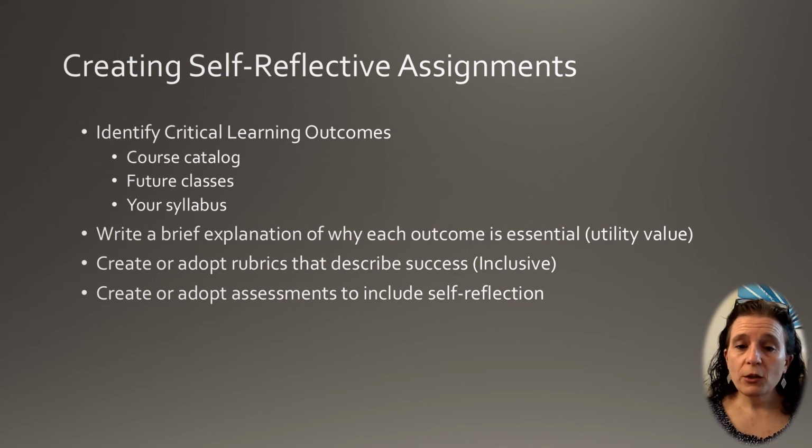Next, you want to create or adopt rubrics that will describe explicitly success on the assignment. And that's critical to make it inclusive, because by really clearly articulating what it takes to succeed on an assignment and sharing it with students, you're making sure that everybody has an even playing field in terms of their awareness of what it takes to succeed. And then finally, you're going to create or adopt assessments to include self-reflection.